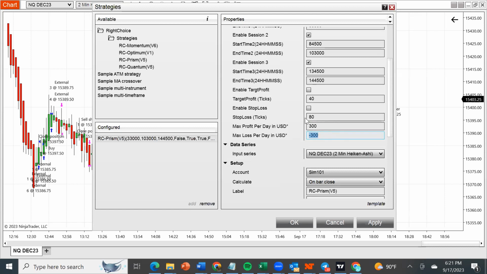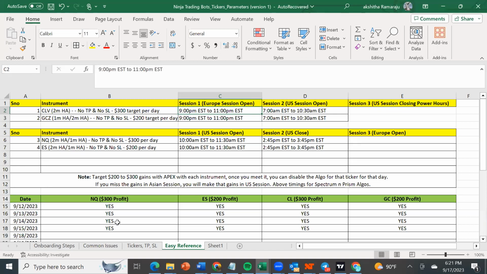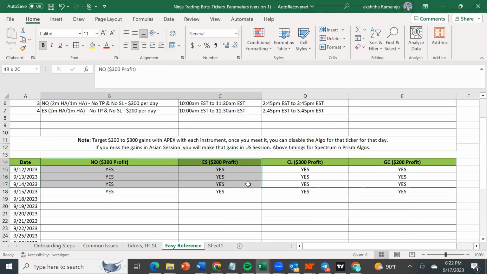So start with whatever we have, right? You can say that, okay, NQ: whenever you are opening a chart, defining a parameter, have $300 as a profit target. For ES, put 200 as a profit target. For CL, use 300. For GC, use 200. And you will be making this profit on 80% of the days in a month, right? Out of 20 trading days, minimum 15 to 16 trading days, you will be reaching this profit.